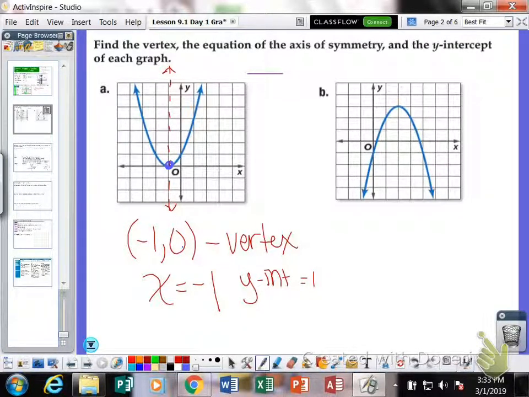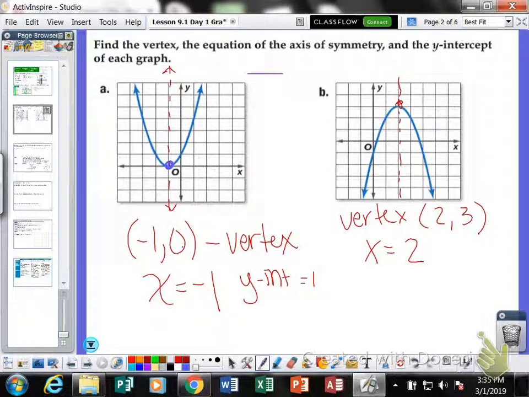Okay, so find the vertex. The vertex is right here. Hold on one second. All right, so we need to find the vertex. So the vertex is there. So we go over 2, up 3. So the vertex is located at 2, 3. Our axis of symmetry then is x equals 2. So we have our axis of symmetry right there. And our y-intercept is located right there, which is negative 1. So that's how you find the vertex, the axis of symmetry, and the y-intercept.